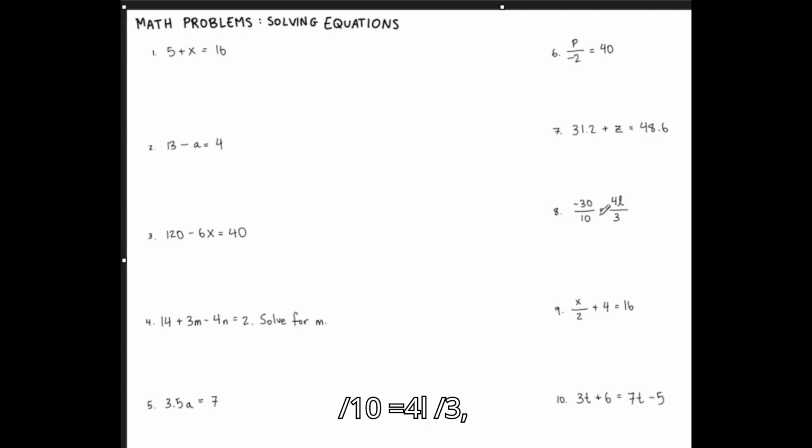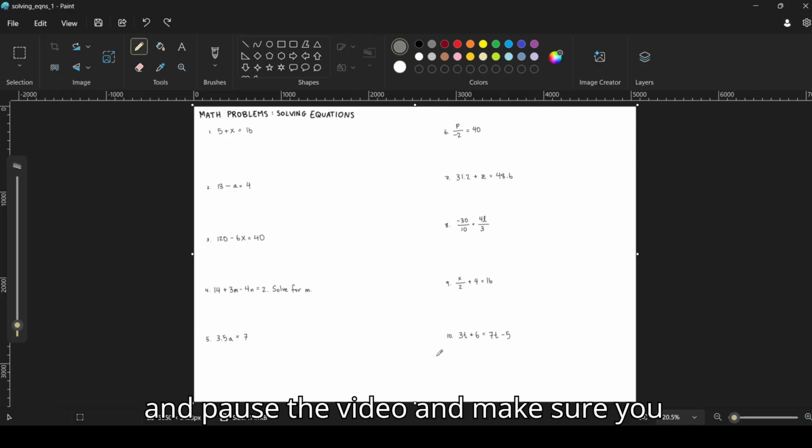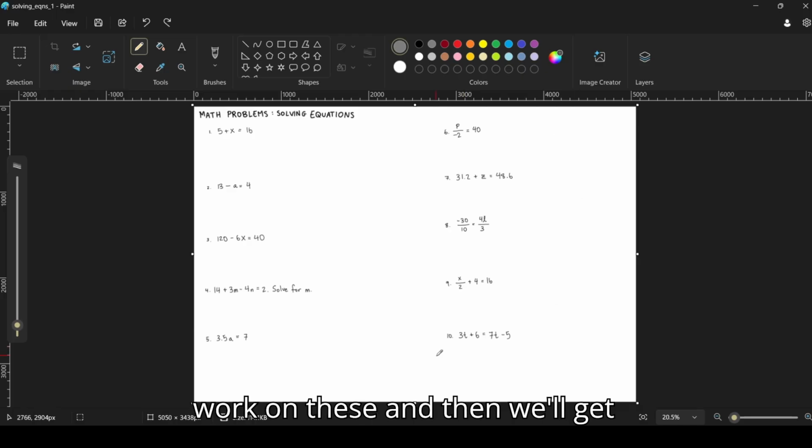Negative 30 over 10 equals 4l over 3. X over 2 plus 4 equals 16. And lastly, 3t plus 6 equals 7t minus 5. Go ahead and pause the video and make sure you work on these, and then we'll get right into it.